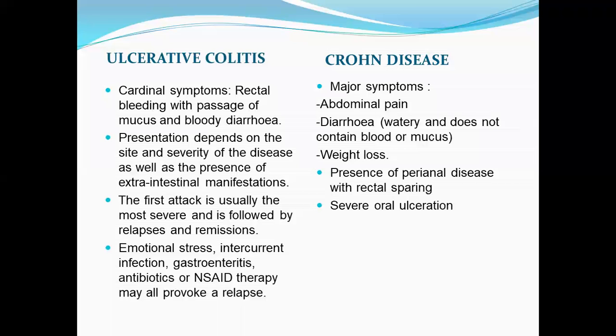But when we come to Crohn's disease, the major symptoms are abdominal pain and diarrhea, which is not usually bloody, though some can present with bloody diarrhea, which is not as significant as in ulcerative colitis, and the presence of weight loss. There can also be perianal diseases such as anal fissures, anal fistulas, anal tags with rectal scarring, and severe oral ulcerations.